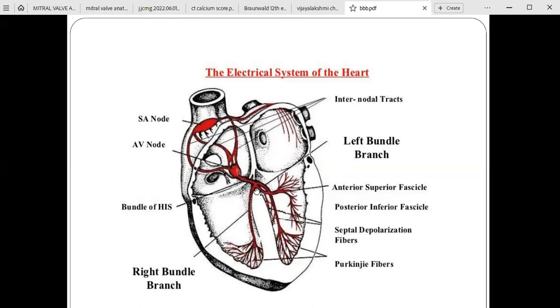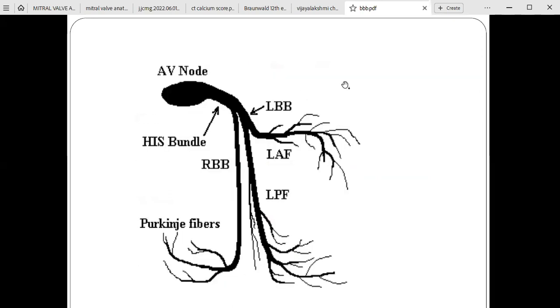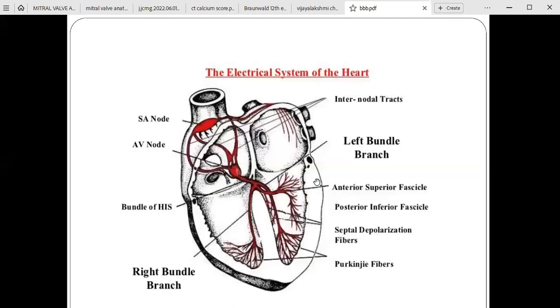You can see here that the anterior fascicle generally goes from here towards the left ventricle. The posterior fascicle goes directly downwards to the apex. This is very important to know because based on this we get the ECG features. So you should be aware that the left anterior fascicle goes directly towards the free wall of the ventricle, whereas the left posterior fascicle generally goes towards the apex.